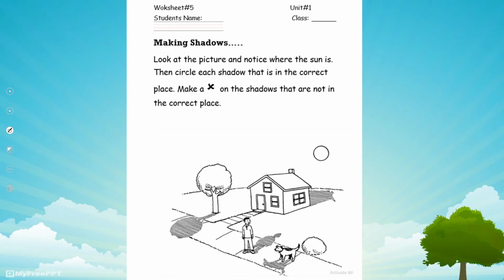Look at the picture and notice where the sun is. Then circle each shadow that is in the correct place. Make a cross on the shadows that are not in the correct place. So my dear students, you can see a picture here and you can see the position of the sun. Now the position of the sun is very important, note that. So now you can see its shadows.